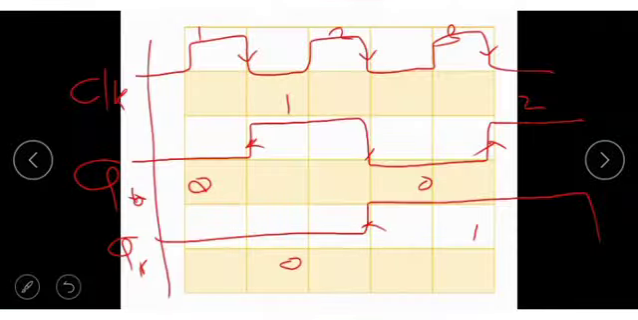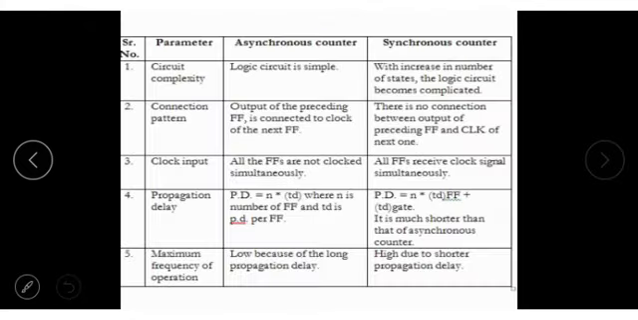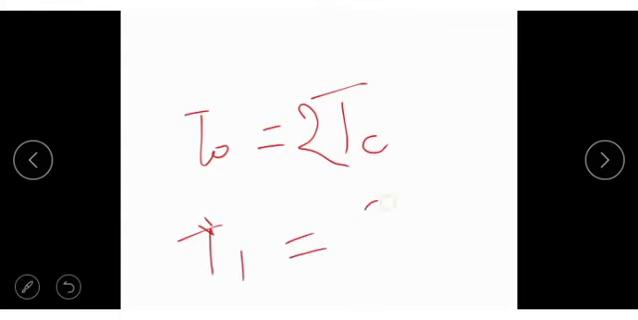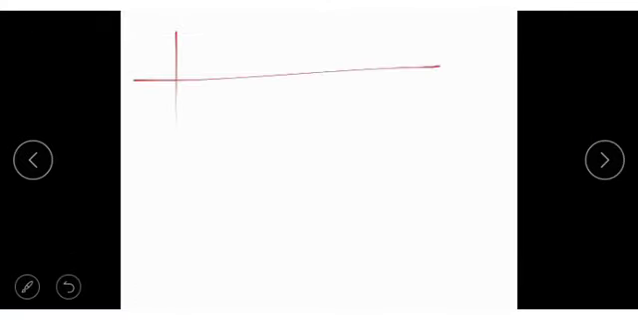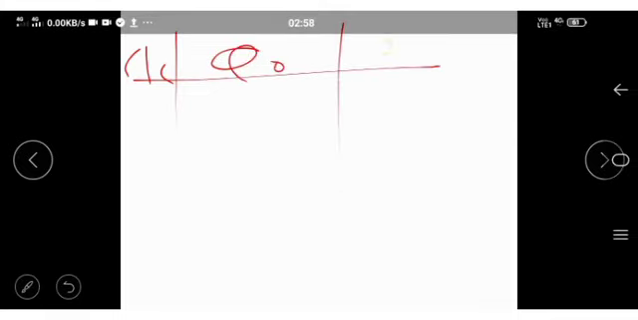If our clock time period is TC, and Q0 has time period T0 and Q1 has time period T1, then we can see that T0 is equal to 2 TC, and T1 is equal to 2 T0. If you derive the formula, the truth table of the JK flip-flop with a 2-bit asynchronous counter, I will plot that counting. This is the clock, and this is Q0 and Q1.